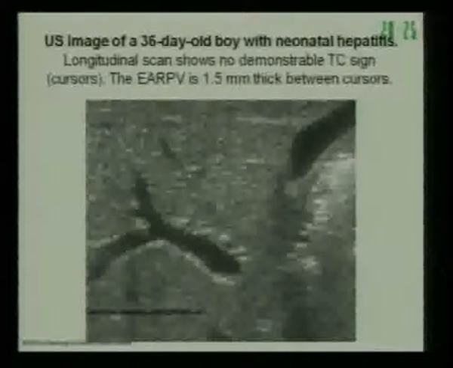Now, some take that fibrosis as a sign. However, there is a study wherein they say that the thickness of the anterior wall of the portal vein, which is in between the two star signs there, that's the right portal vein, if it is more than 4 mm, they take that as a sign of positivity for periportal fibrosis, and that is suspicious.